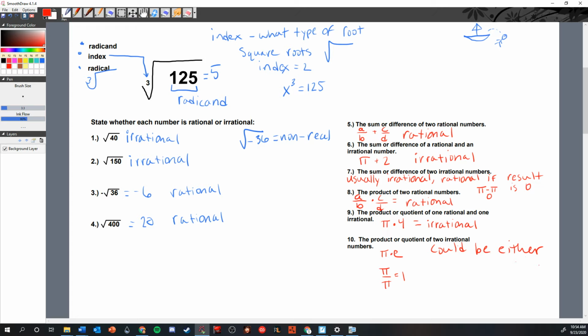Okay. And I think we'll stop there. Tomorrow we'll look at some more practice problems, and we'll talk about simplifying radicals as well. But we'll go ahead and stop it there.